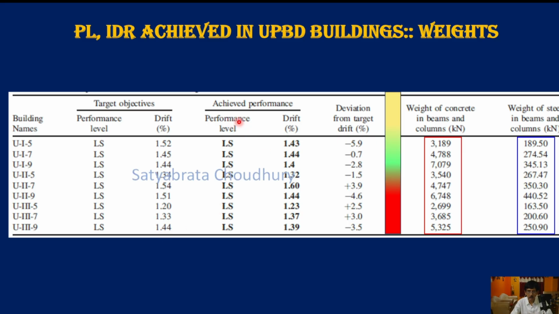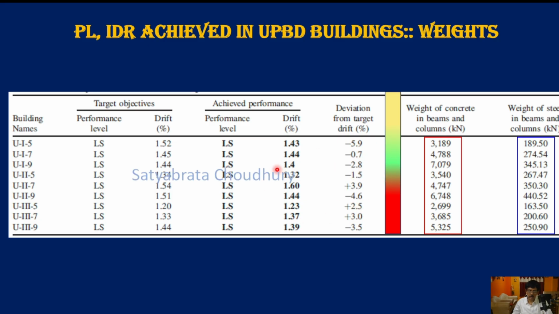Now after designing all the UPBD buildings, and this table is for the UPBD buildings only, the achieved performance levels are all LS, so it is satisfying the target. Achieved drifts are like this, which are a little different from the target drifts. How much difference is shown here as deviation. In such studies, deviation to the extent of plus or minus 15% is said to be tolerable. So here it is much less, say 2.5% to 5.9% only. Negative shows the achieved is lower than the target, which is a better condition, and positive shows achieved is slightly more than the target. So the targets are satisfied.